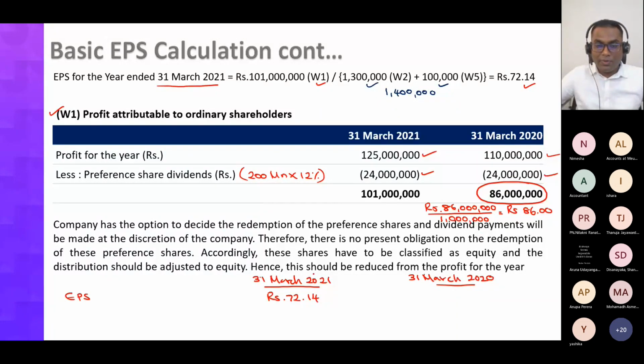But when you present the financial statements for 31st March 2021, and when you show the comparative EPS, that is 31st March 2020 comparative EPS, can you show that as 86? No, this has to be restated for all the adjustments which you need to make on a retrospective basis. Now we looked at this question. So what are the adjustments that you need to make on a retrospective basis?